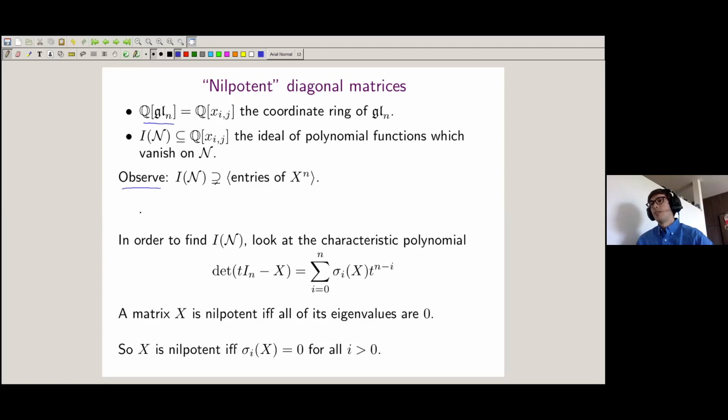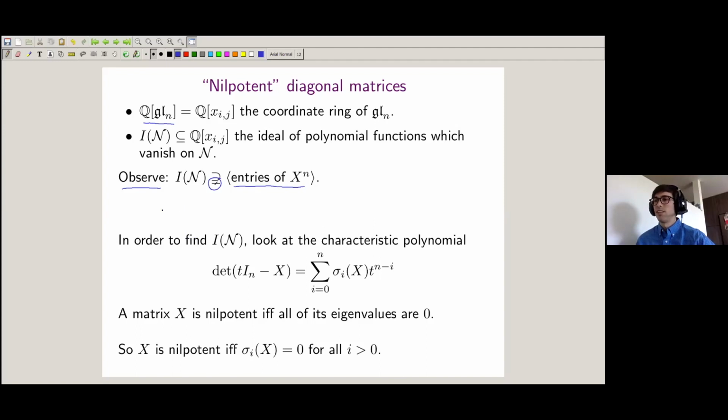And then observe that the entries of x to the n all vanish on that set because that's how n was defined. So we know that this ideal generated by the entries of this nth power is contained in the defining ideal, but it's not equal. So the not equal part is important.